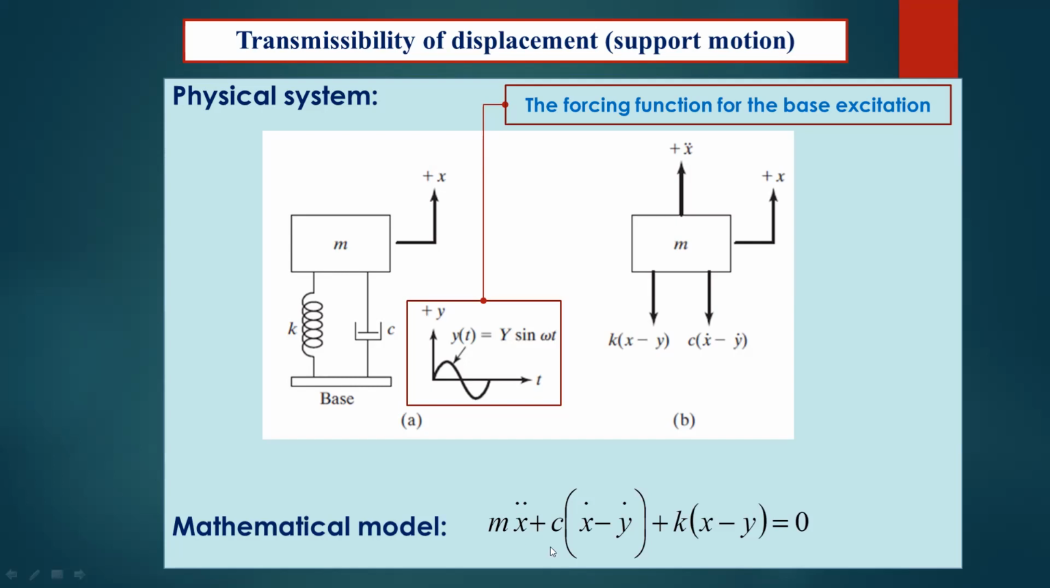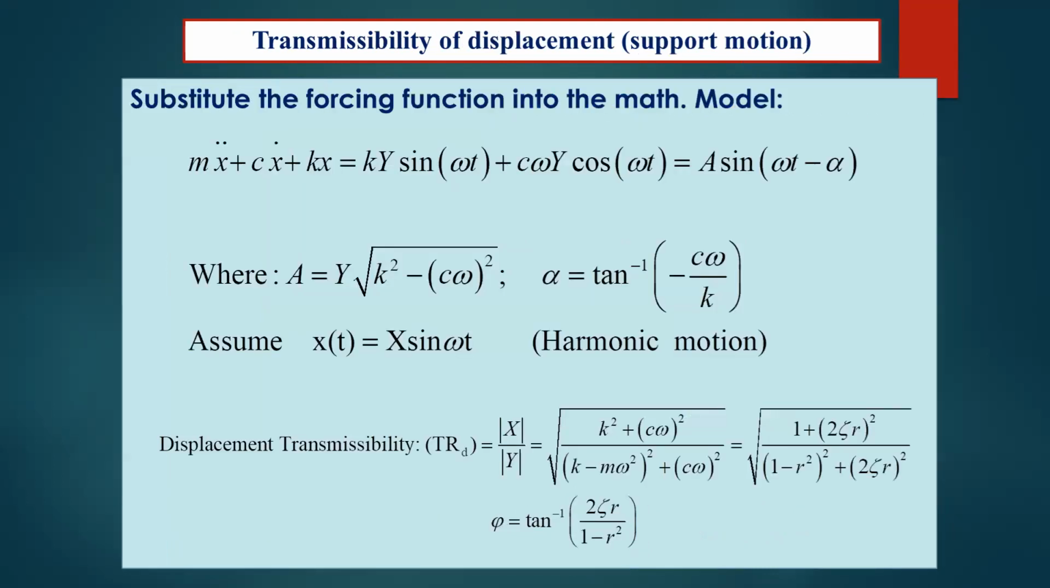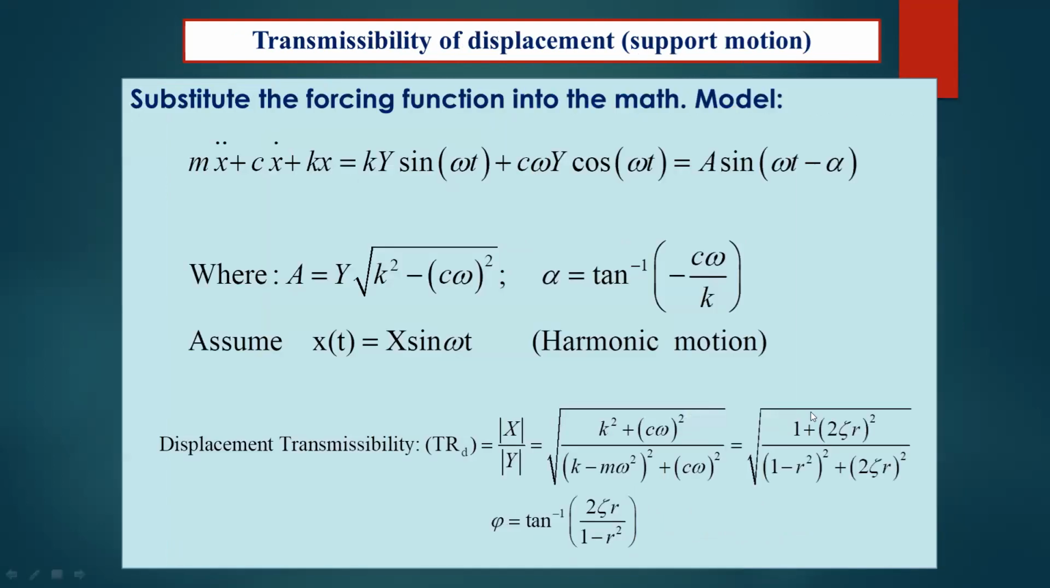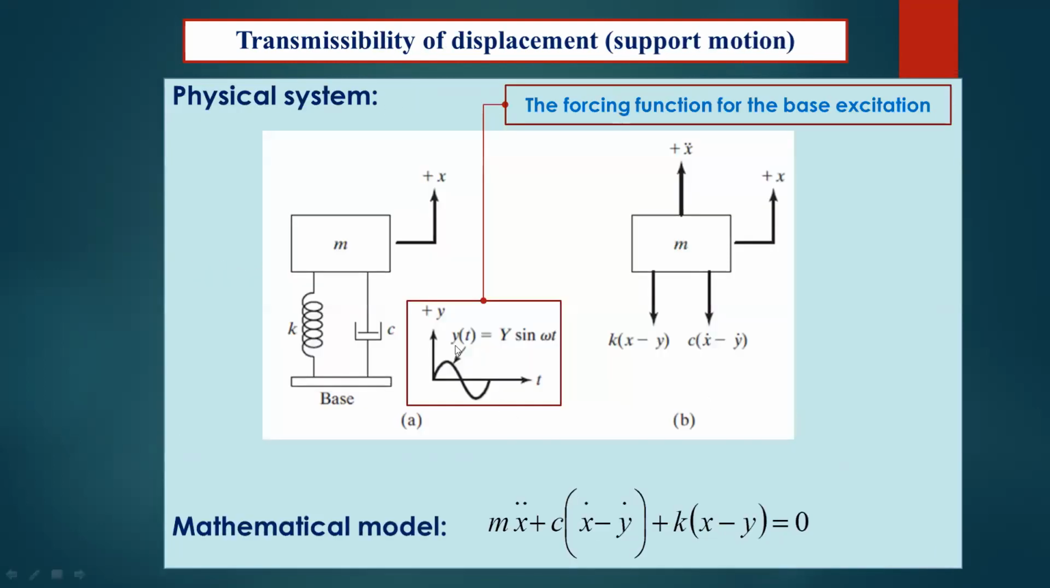So m x double dot plus c times (x dot minus y dot) plus k times (x minus y) is equal to 0. So we now have an equation in terms of x and y. How can we solve that kind of vibration? You can bring this c times y dot to the back, k times y to the back. Now y is known. y of t is equal to Y sine omega t.